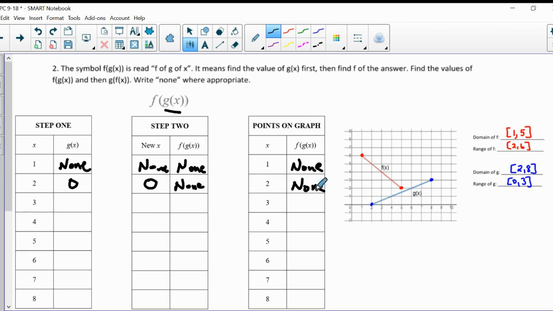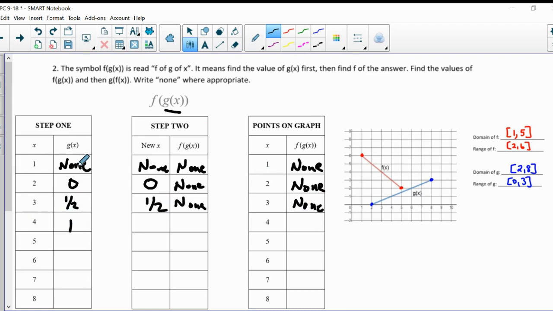At x equals 3, g of x is 1/2. That will now be the new x value that I plug in, and once again, I can't plug it in because there is no such value on f. So because there's no value on f for 1/2, that means that I don't have any point on the graph.